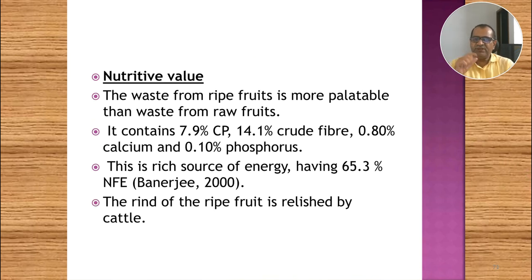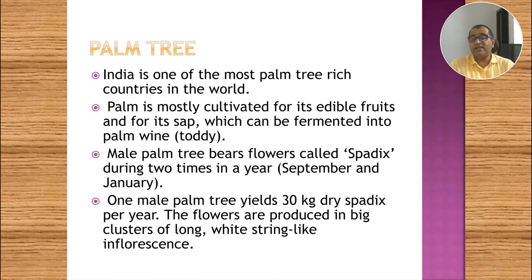So to start with, the waste of the ripe fruits is more palatable than the waste of the raw fruits. It contains 7.9% of protein and 14.1% of crude fiber, 0.8% of calcium, and 0.1% of phosphorus. So this is a rich source of energy, especially easily digestible. The ripe jackfruit is relished by the cattle. But once again, if it is eaten entirely, then it causes severe acidosis, and we have seen that several cattle have died.